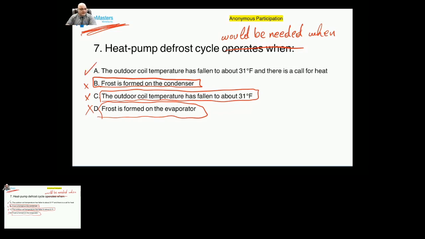That leaves us with only one option, and that is the outdoor coil temperature has fallen to about 31 degrees Fahrenheit, and there is a call for heat. If there is a call for heat, the heat pump system is operating. The outdoor temperature is probably, well, it's below 31, so you started building frost on the outdoor coil. Okay, that's what it means. You started building frost on the outdoor coil, and that's when you are going to need the defrosting.